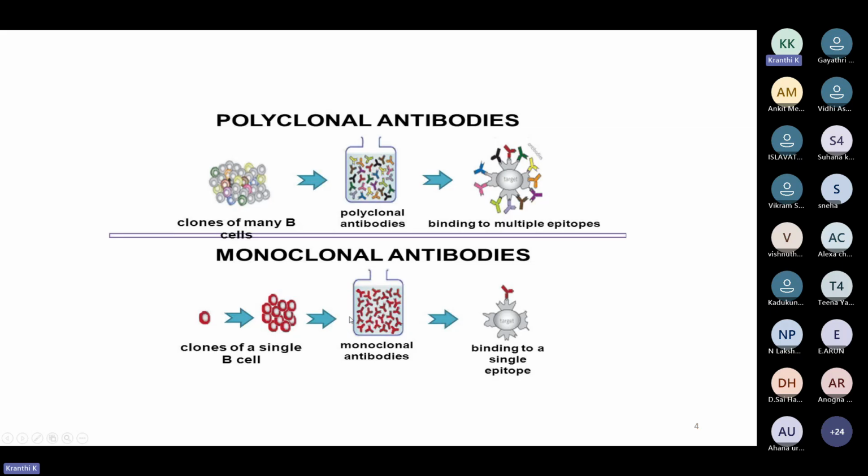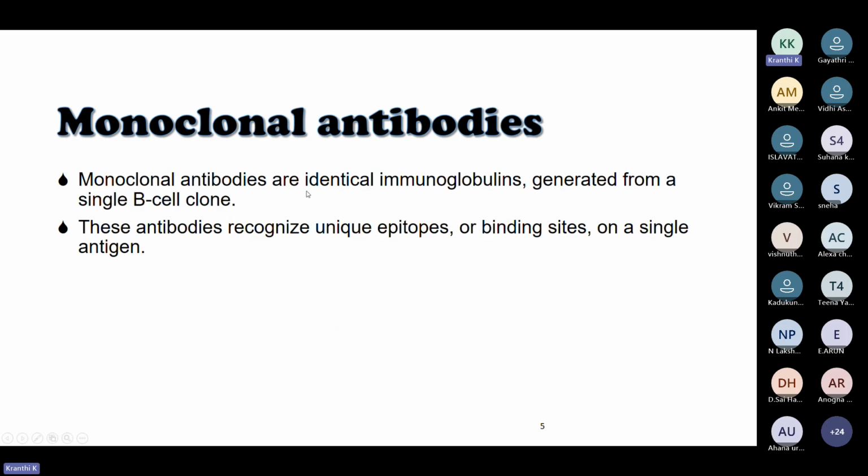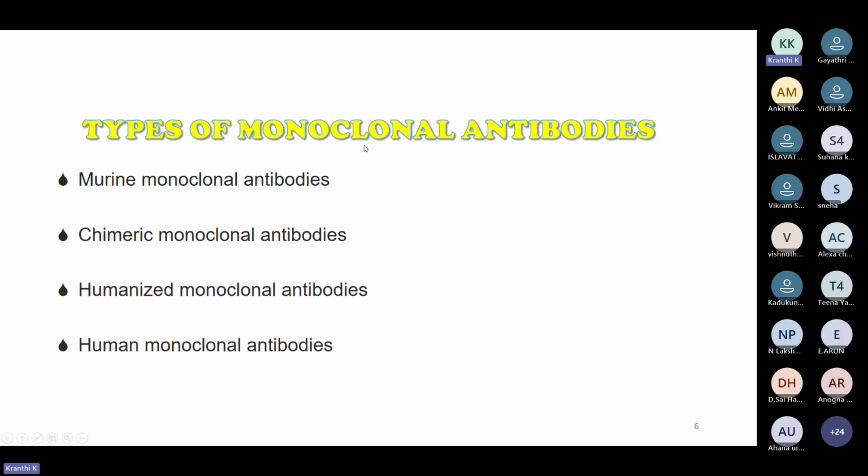But monoclonal antibodies specifically bind to only one site, one epitope only. Monoclonal antibodies are identical immunoglobulins generated from a single B cell. These antibodies recognize unique epitopes or binding sites. We have different types of monoclonal antibodies like murine monoclonal antibodies, chimeric monoclonal, humanized monoclonal, then human monoclonal antibodies. We have different types based on the origin.